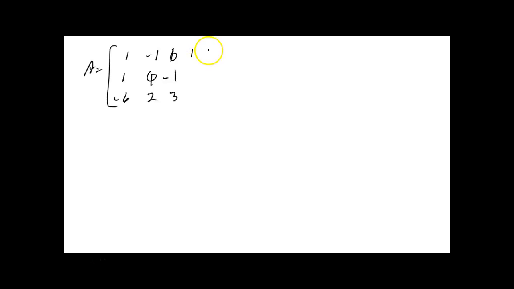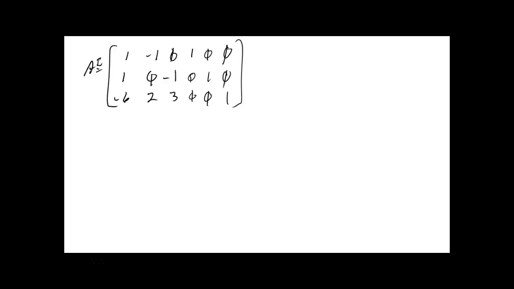1, 0, 0, 0, 1, 0, 0, 0, 1. Okay? I've augmented or adjoined the identity matrix to our original matrix A. So what we have now is AI. Okay? That's not artificial intelligence, by the way. Okay? All right. So what's your first step?